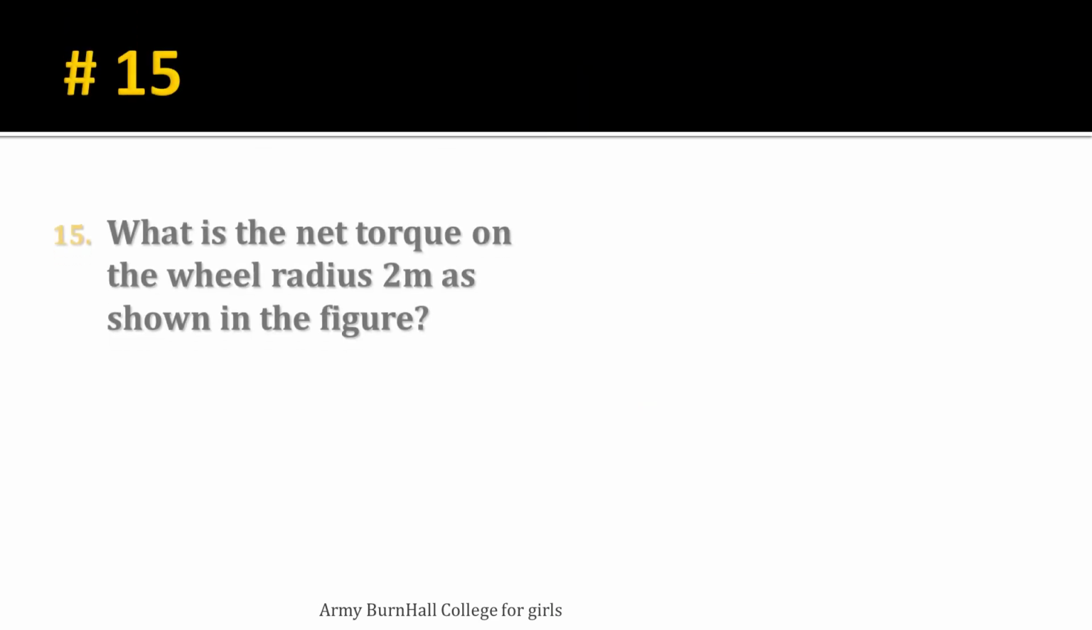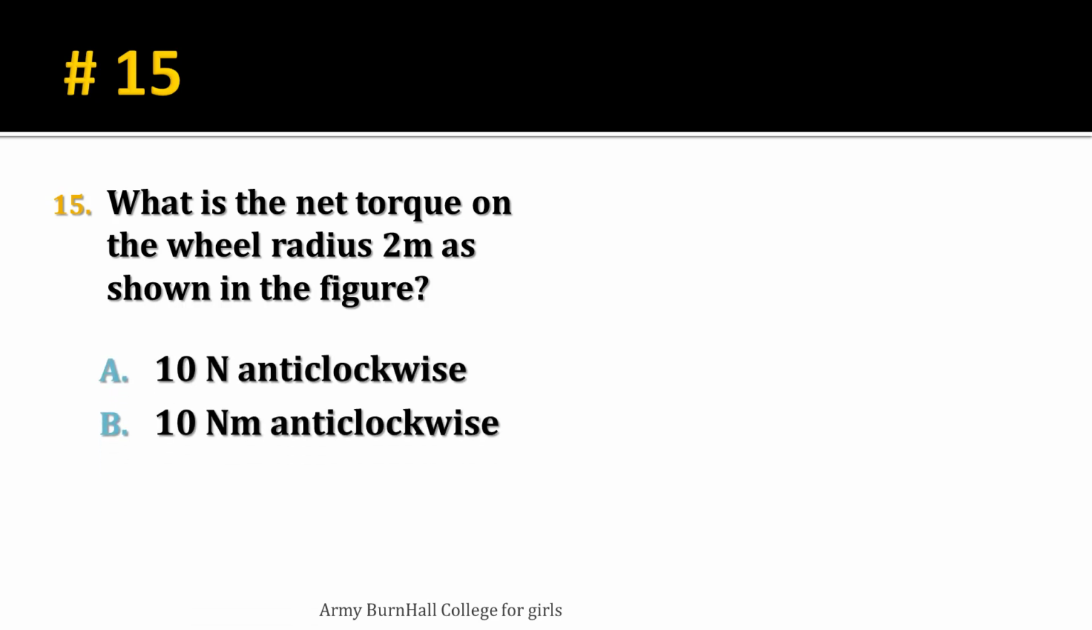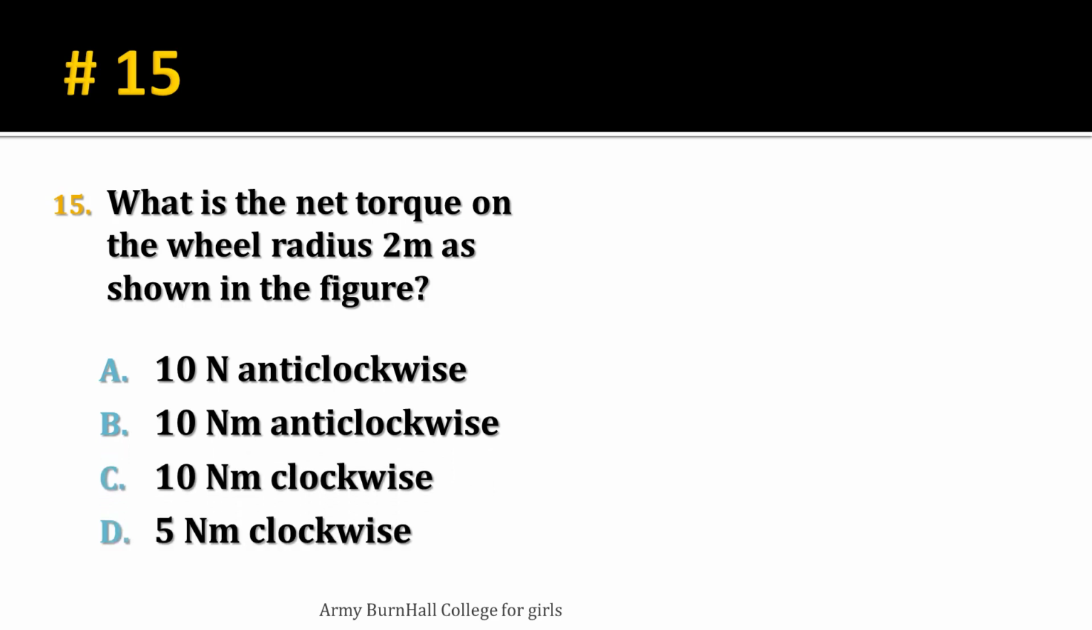And the last MCQ, number 15: what is the net torque on the wheel of radius 2 meter as shown in the figure? 10 Newton anti-clockwise, 10 Newton meter anti-clockwise, 10 Newton meter clockwise, and 5 Newton meter clockwise. You can see option A is excluded because Newton is not the unit of torque. Newton is the unit of force. So option A could not be the correct option. We have to check which of the rest of the options is the correct one.